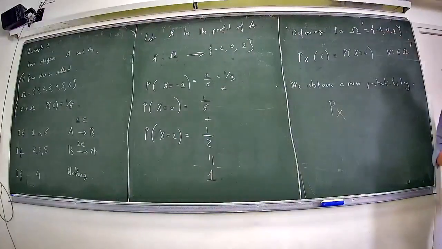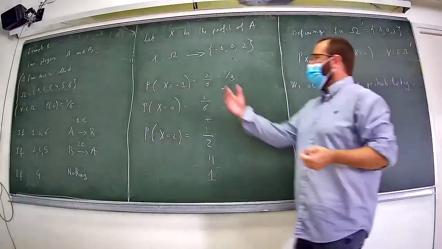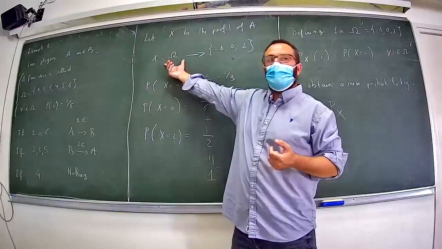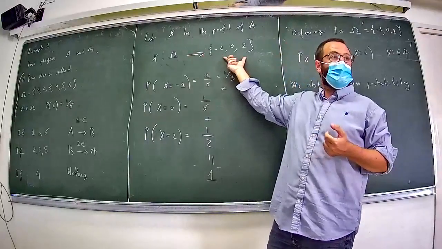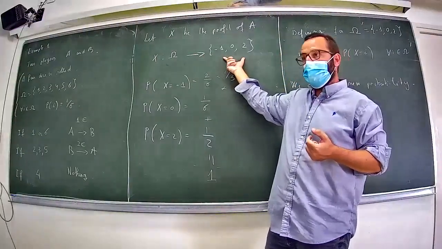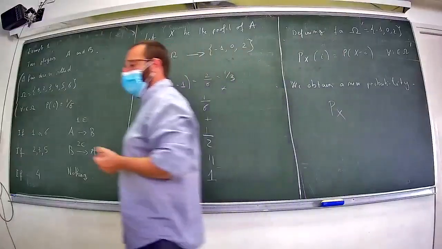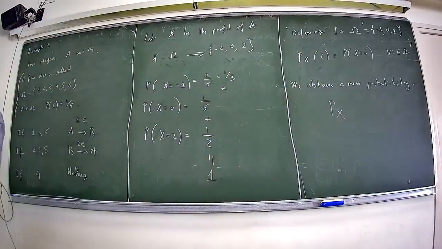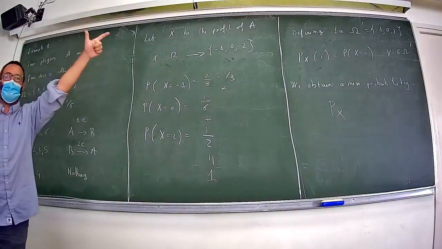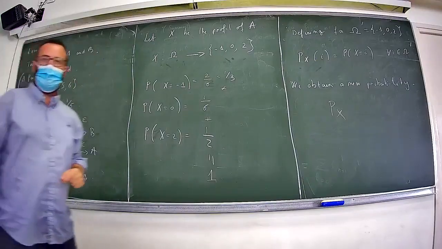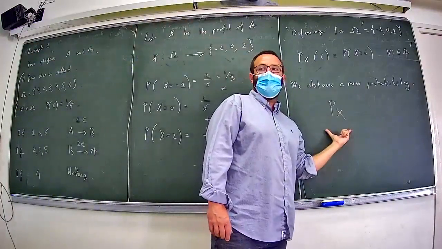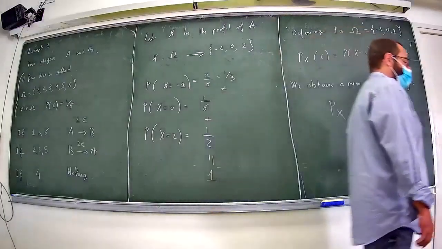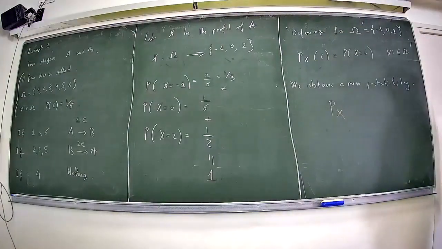And in this way, if you want, I transport the probability that was a probability here, I transform it into a new probability on this set. A mapping that is able to transform a probability from a universe into a probability in another one, it's what we call the random variable. The new probability we obtain will be what we will call the distribution of this random variable. Okay?